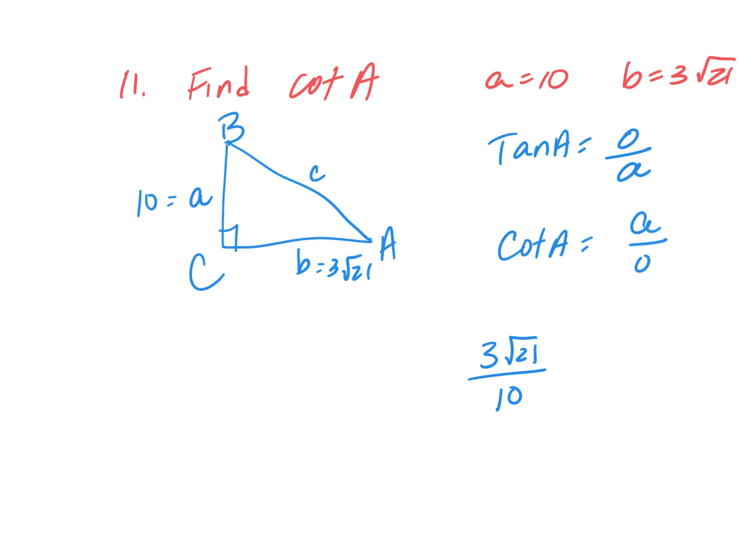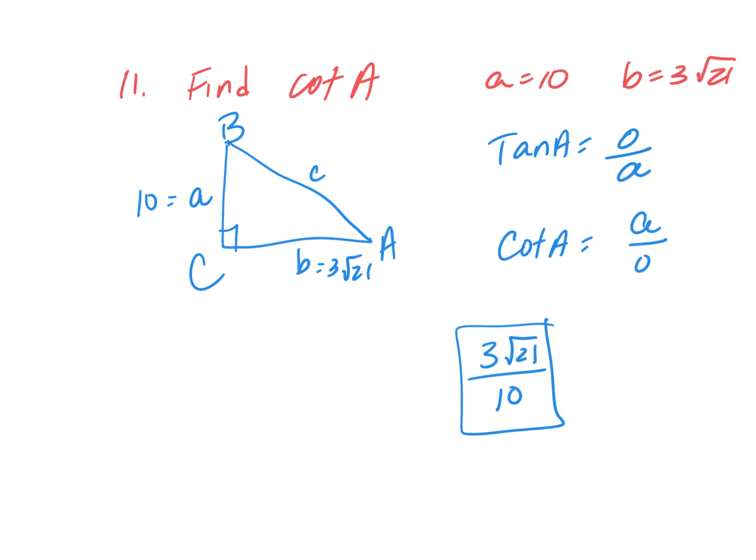And since the 3 and the 10 can't be reduced, you can't do anything there. The radical can't be reduced because it's 7 times 3, there's no pair. You can't do anything there. And the radical's not in the basement. You're done.